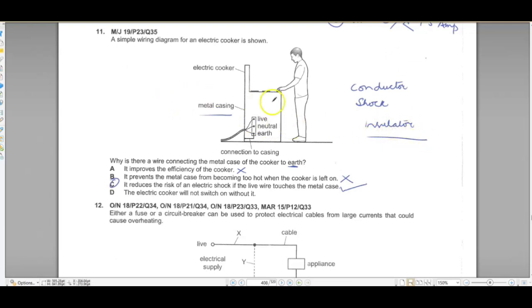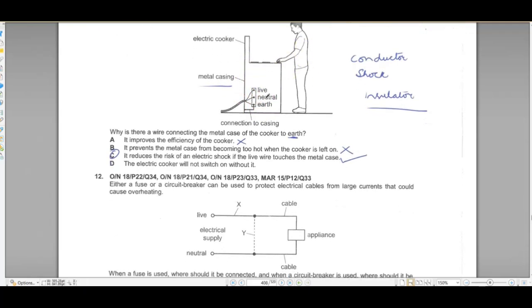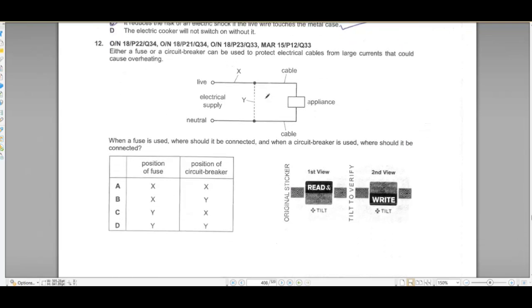Okay? So anything that is made with a conductor and uses electricity should have an earth wire so that it does not shock the person who touches it if the live wire actually goes here and there. Okay? So C is the correct option. Okay, moving on to question number 12. Either a fuse or a circuit breaker can be used to protect electrical cables from large currents that could cause overheating.